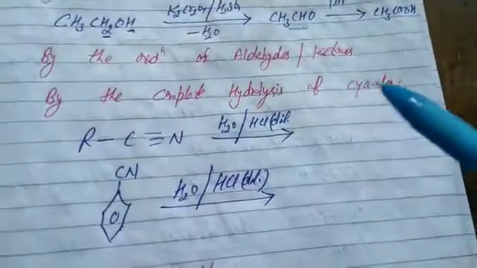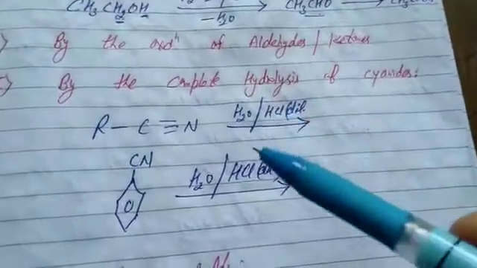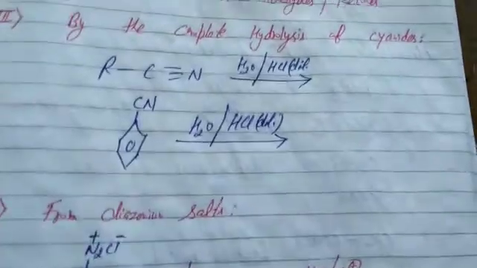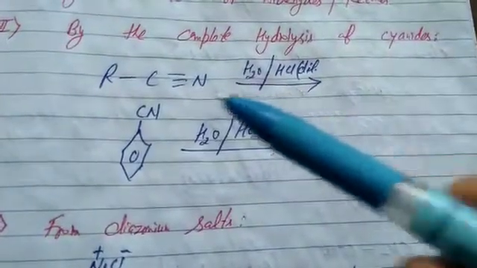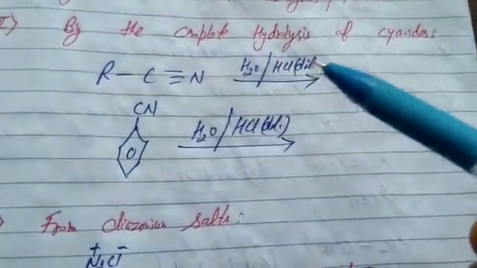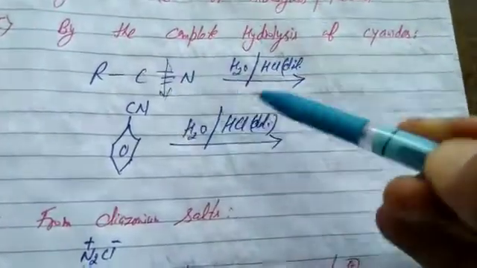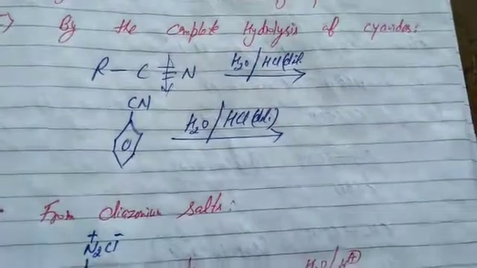Next, by the complete hydrolysis of cyanides. We have studied it again and again. We use this reaction in many conversions. RCN, water, dilute HCl. All of you know complete hydrolysis. It will give acid. Again, please complete these reactions for your assignment.